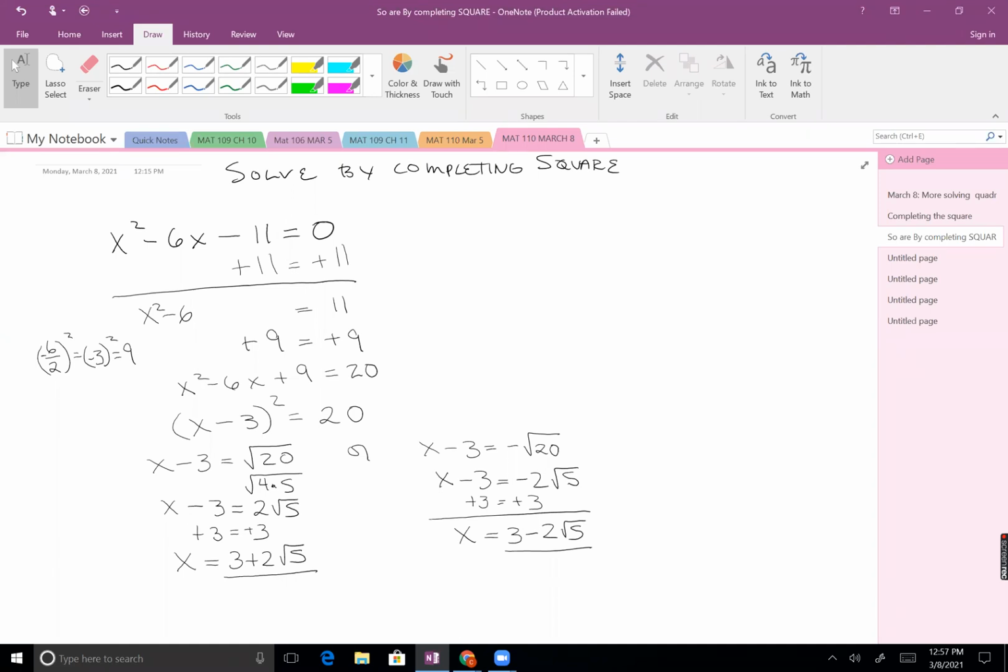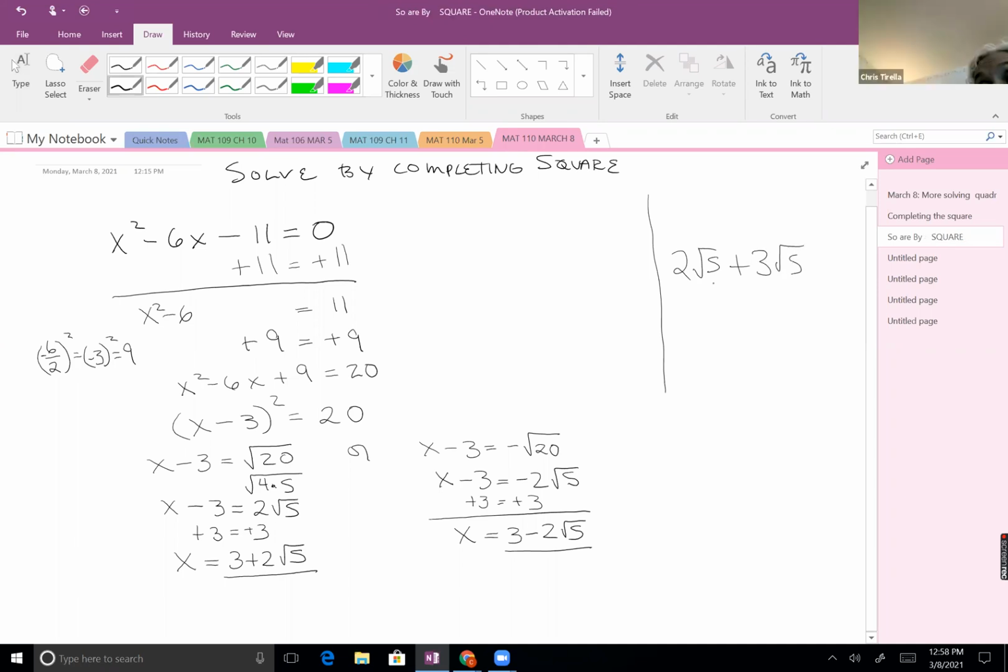Did anybody else get 3 plus 2 radical 5 or 3 minus 2 radical 5? So you don't add the 3 and the 2 together? No, because they're not like terms. Remember, to combine radicals, you have to have like terms. If I had 2 radical 5 plus 3 radical 5, they're both radical 5s, so I can change that into 5 radical 5.